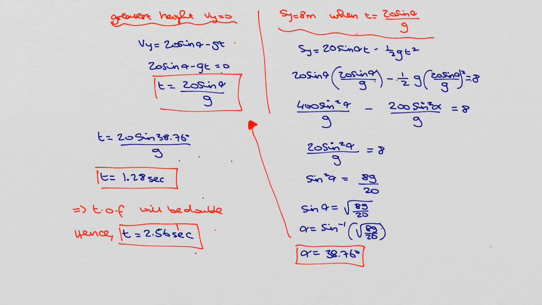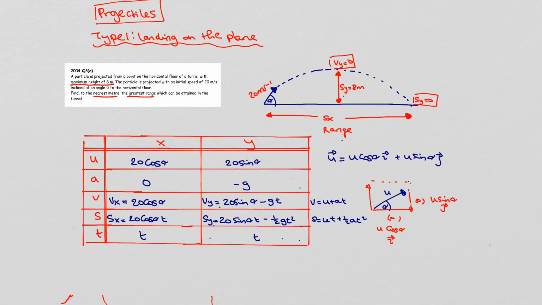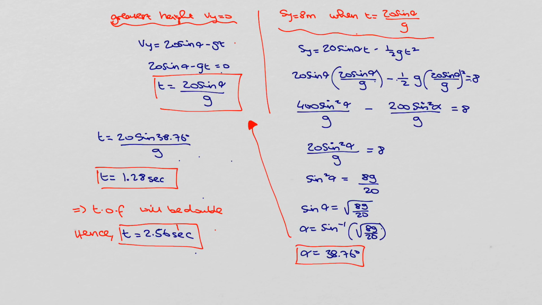Okay, so now we know our time of flight. What we're looking for is S of x. So again, if I go back to my table there, S of x was 20 cos alpha t. So again, if you're looking at sine alpha there, it's not a very nice one to be drawing your right angle triangles there to work out cos alpha. So I'm going to just stick with subbing in for alpha for cos. So we have S of x, so greatest range. It occurs when t, our time, is equal to 2.56 seconds.